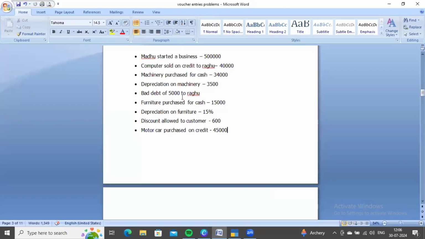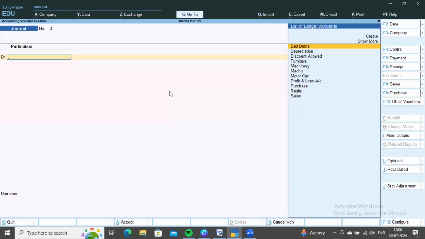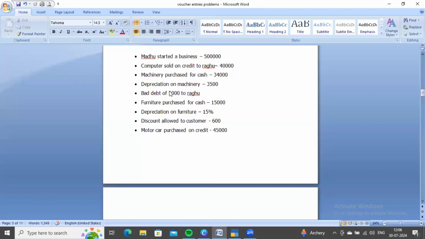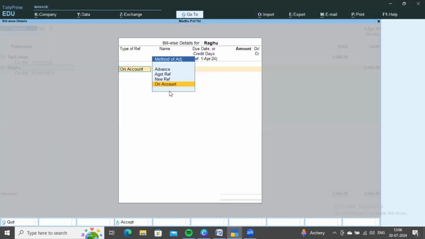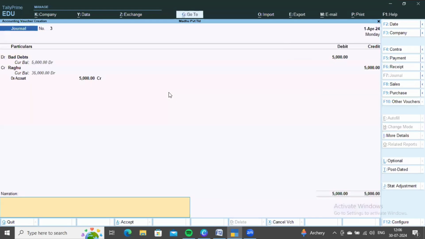Next, bad debts of 5,000 from Raghu. In the second transaction, we sold on credit basis to Raghu. But Raghu at the end of the period has become a bad debt of 5,000. So it comes under journal voucher. Bad debts account debit. How much? 5,000 to Raghu account. Against reference. Sorry, on account. 5,000. Control A.